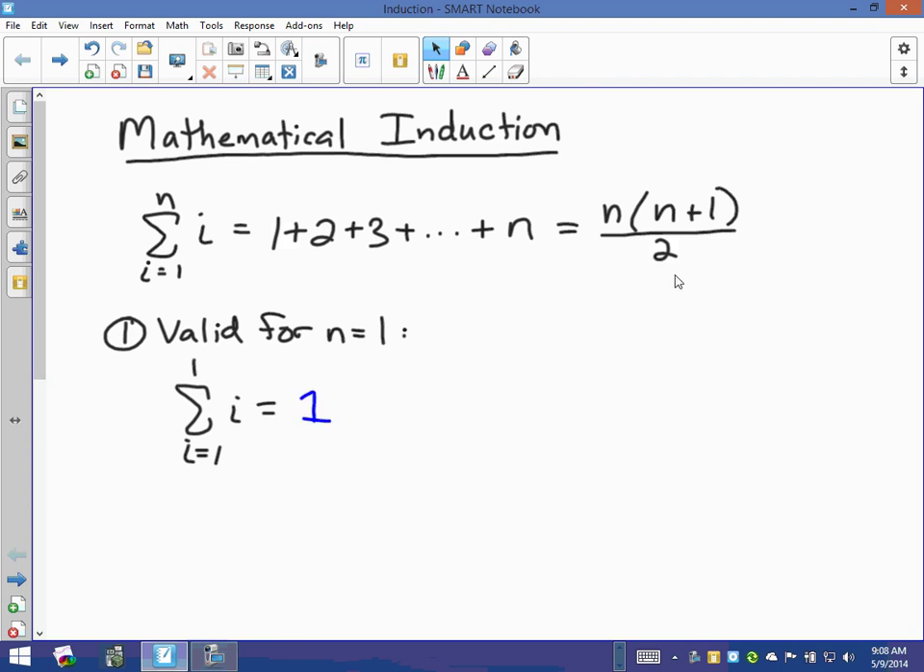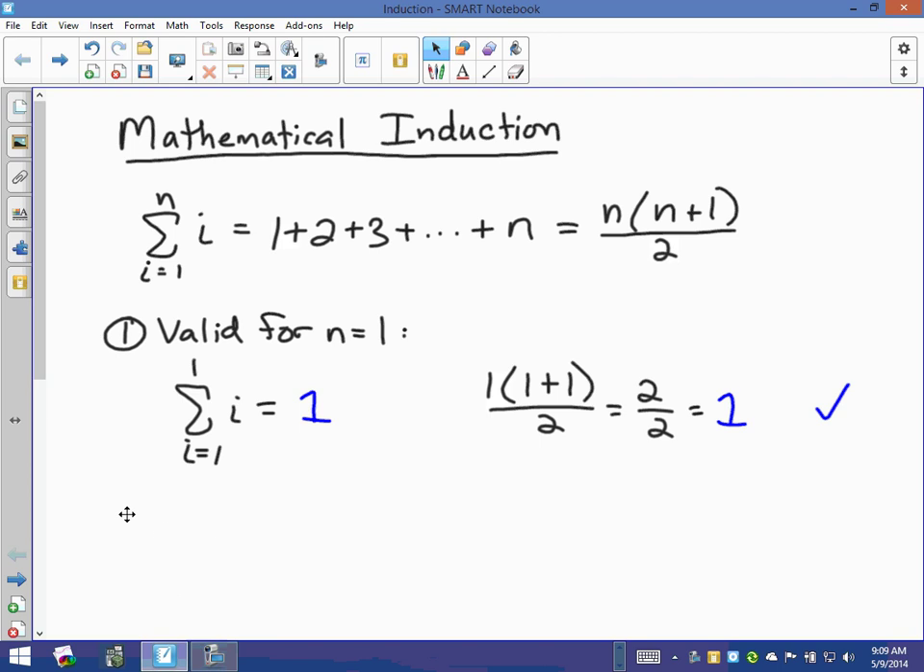And then the right side, when we replace n with 1, we get this expression. And of course, 1 plus 1 is 2, so we get 2 over 2, which does equal 1. So the left side equals the right side, so we can say that step is complete. We have shown it's valid for n equal to 1.